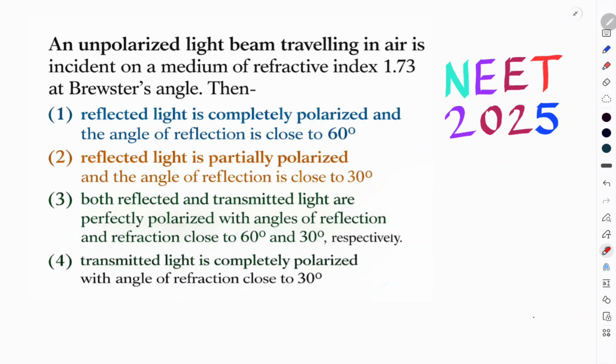So what is the question? Let us see. An unpolarized light beam traveling in air is incident on a medium of refractive index 1.73 at Brewster angle. Then which option is correct here? Okay, so let us see how we can solve this question.